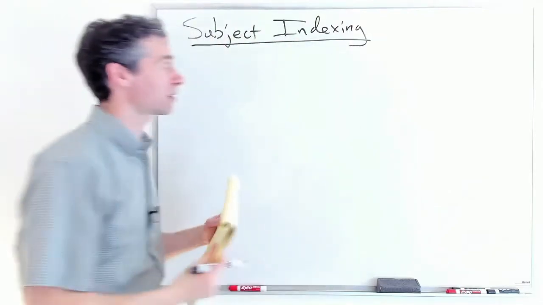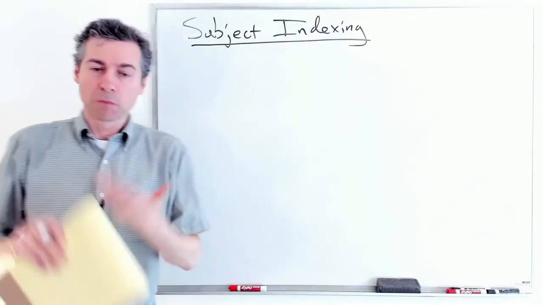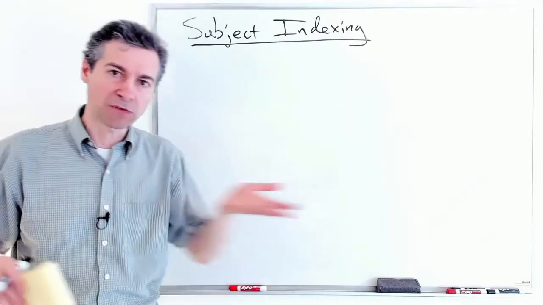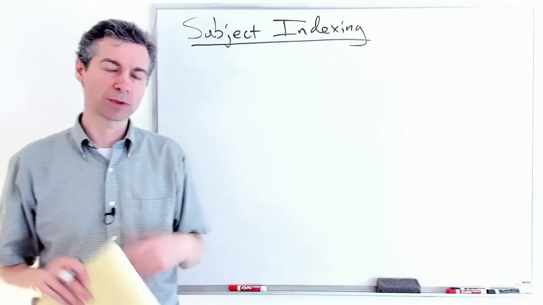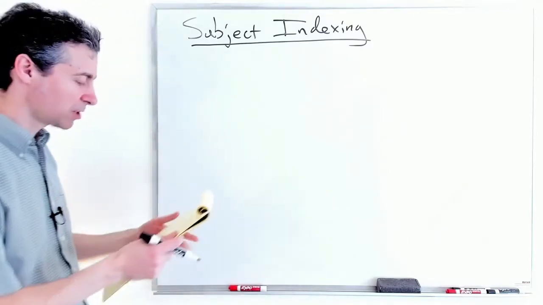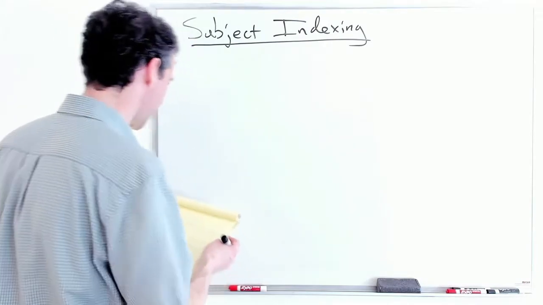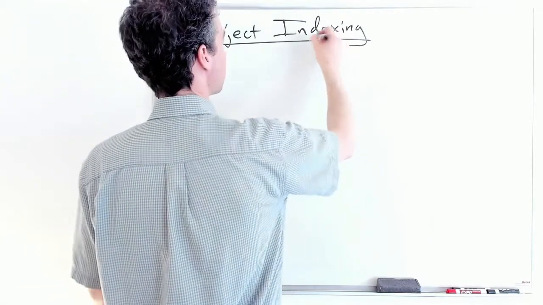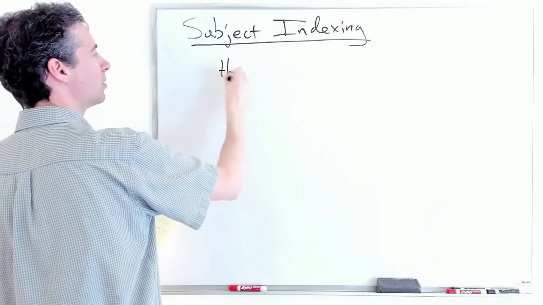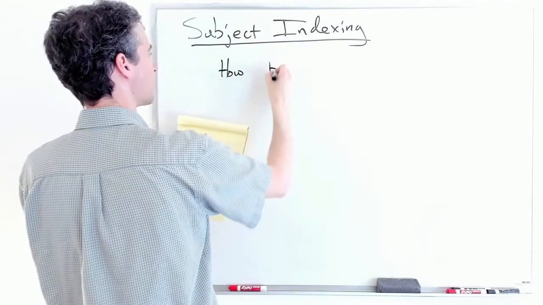So again, we're back to this term indexing, this mechanism by which we're going to be aiding people to find their information faster. We're going to be creating an index of sorts, and we're going to be doing it based upon subjects. Okay, so again, this is the selection of words. Let's look at how to use the subject catalog.